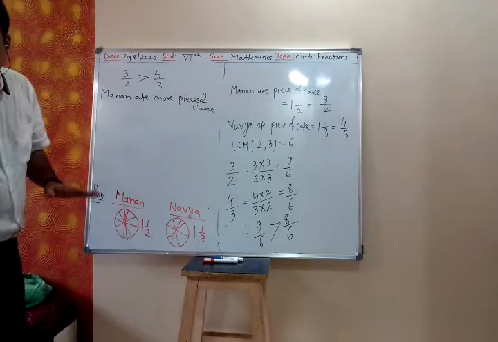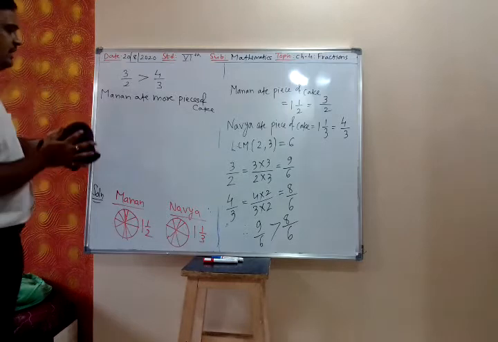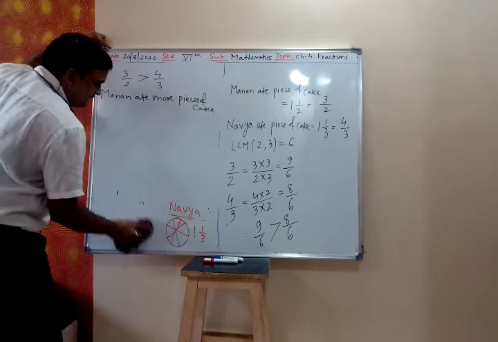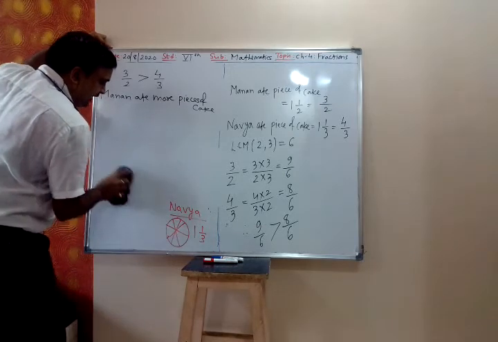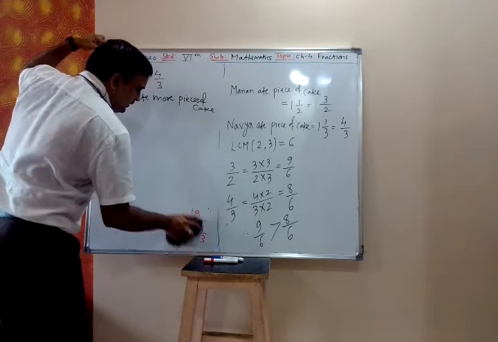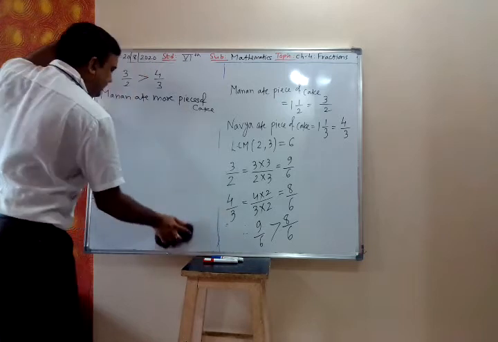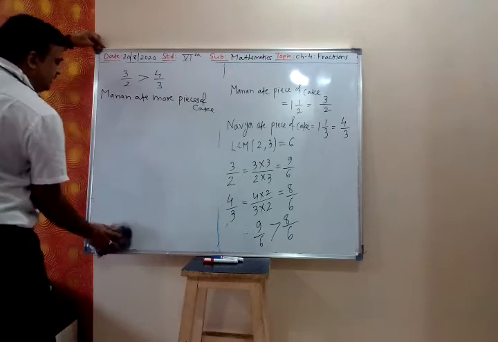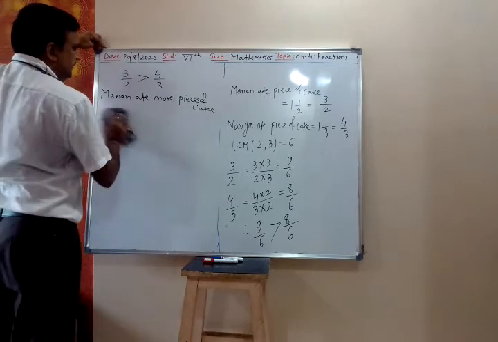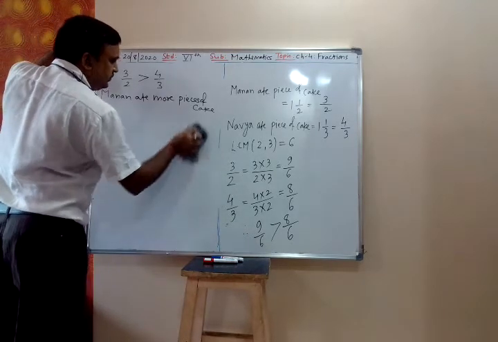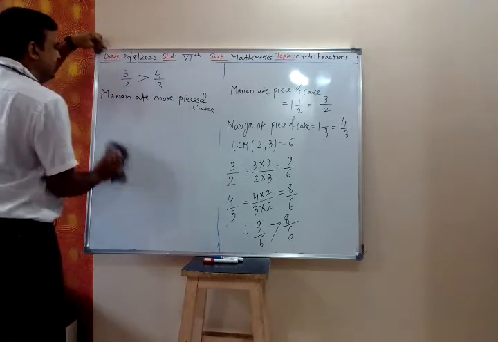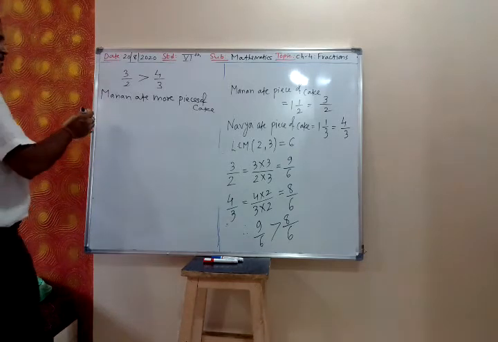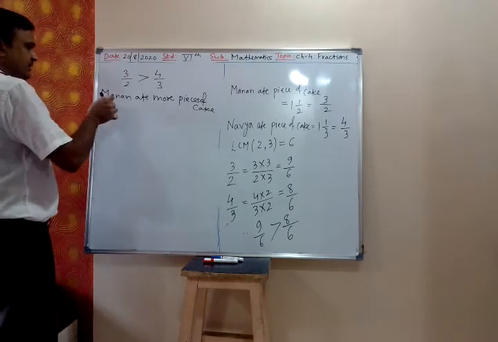One answer is over. Now it is asked by how much. To decide by how much, we have to subtract the smaller fraction from the bigger fraction. My bigger fraction is 3/2 and the smaller fraction is 4/3. So by how much? I will subtract.